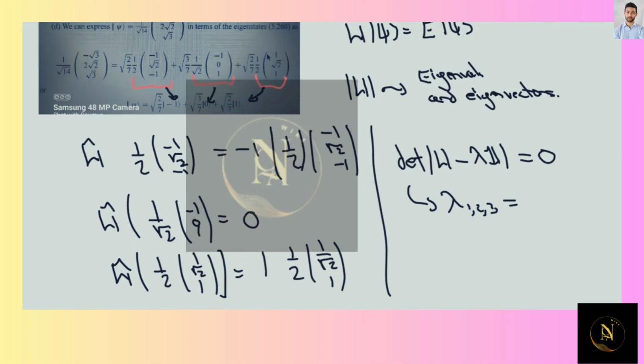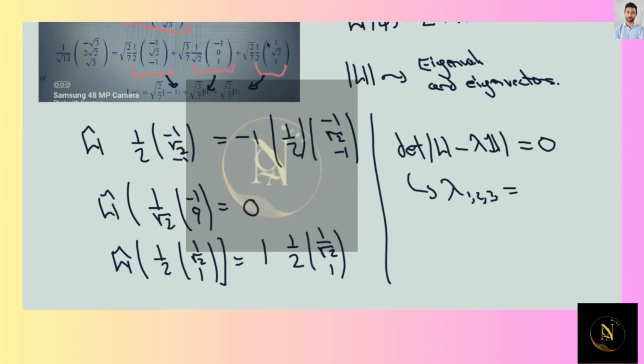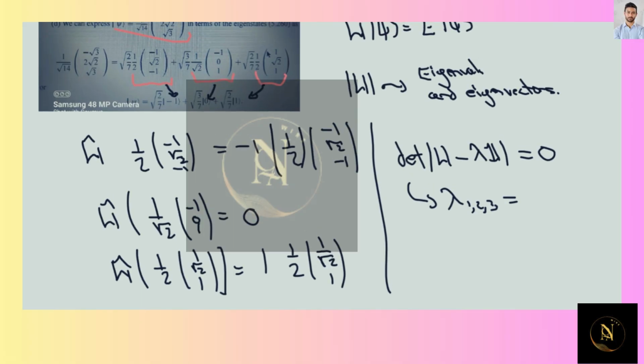So this way is just a representation of a wave function in terms of eigenvectors of an operator. In this case, I employ the Hamiltonian just as an example. It could be any other operator that you're dealing with.